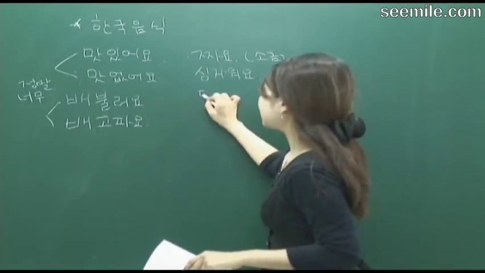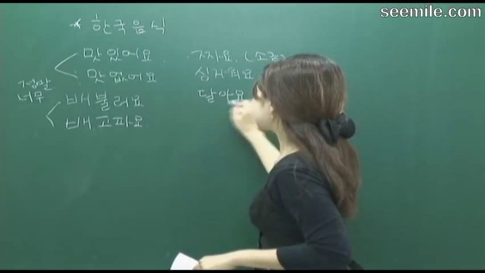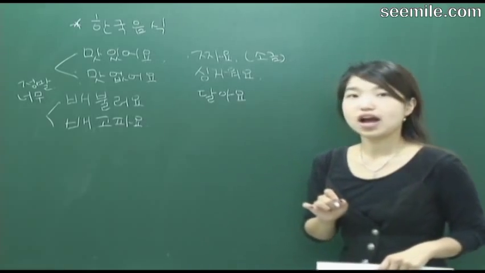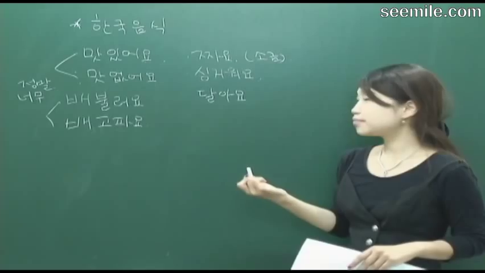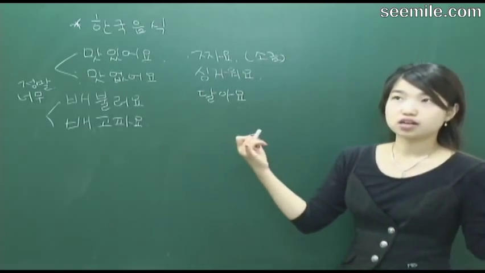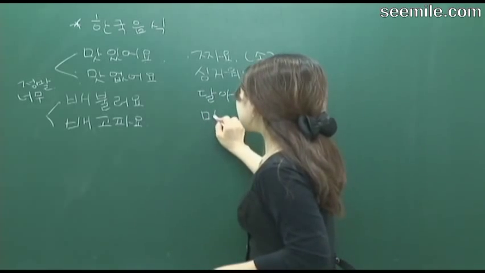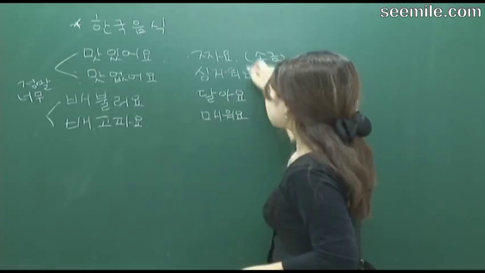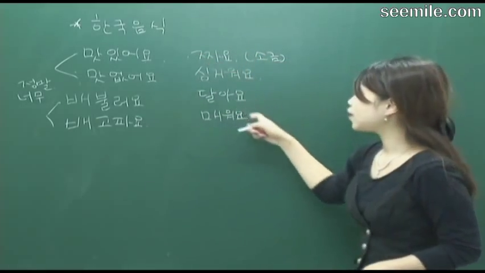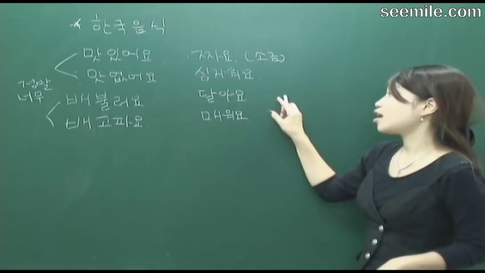달아요. Sweet. 달아요. It's really sweet. 달아요. 한국 음식 달아요? Sometimes, but most of time, I mean the Korean food is hot, I mean spicy. 매워요. 한국 음식은 매워요. 짜기도 해요. 짜고 맵고. Salty or spicy? 조금 달기도 해요. A little bit sweet.